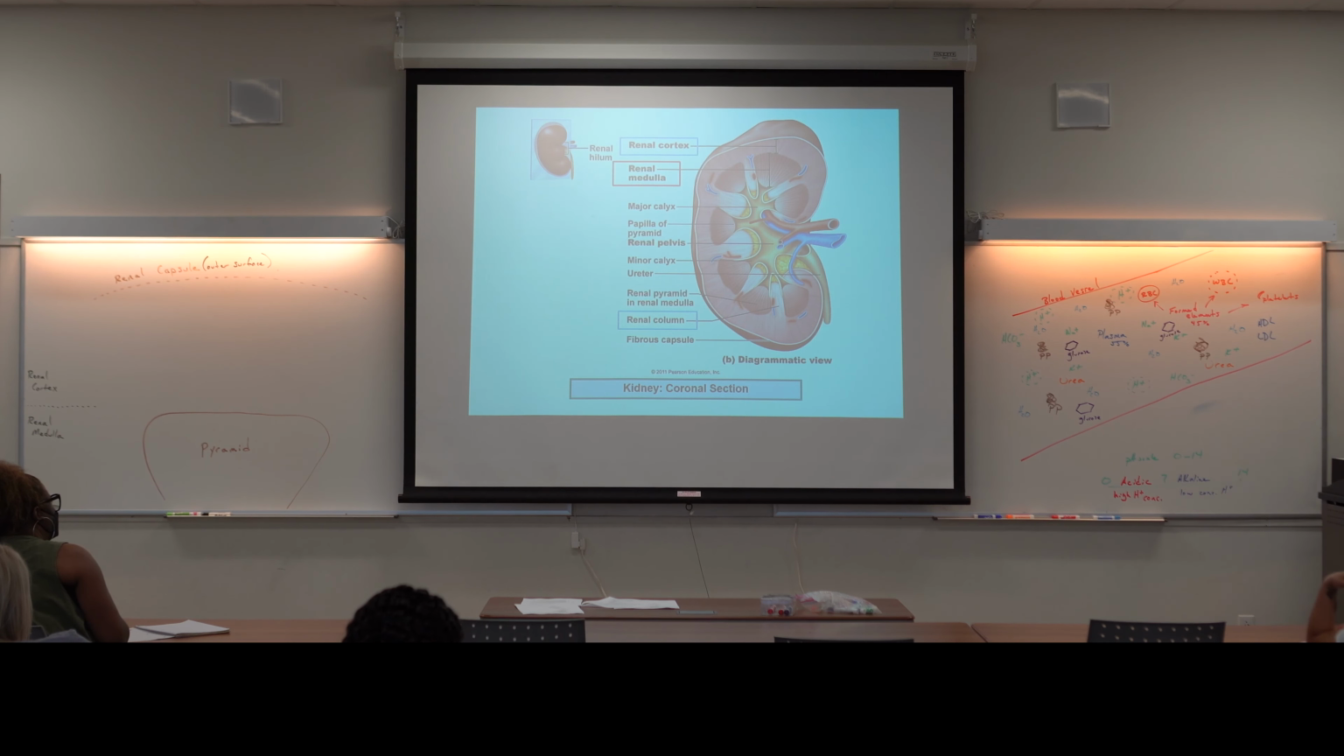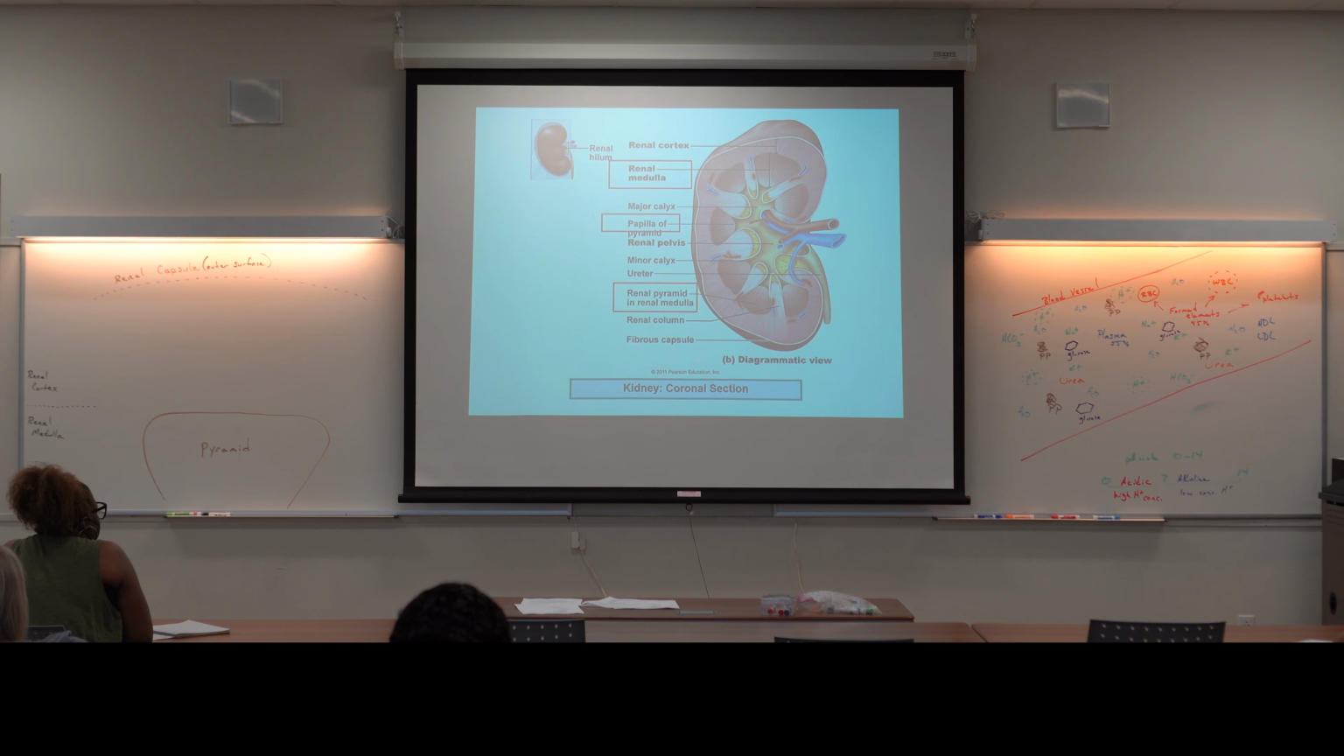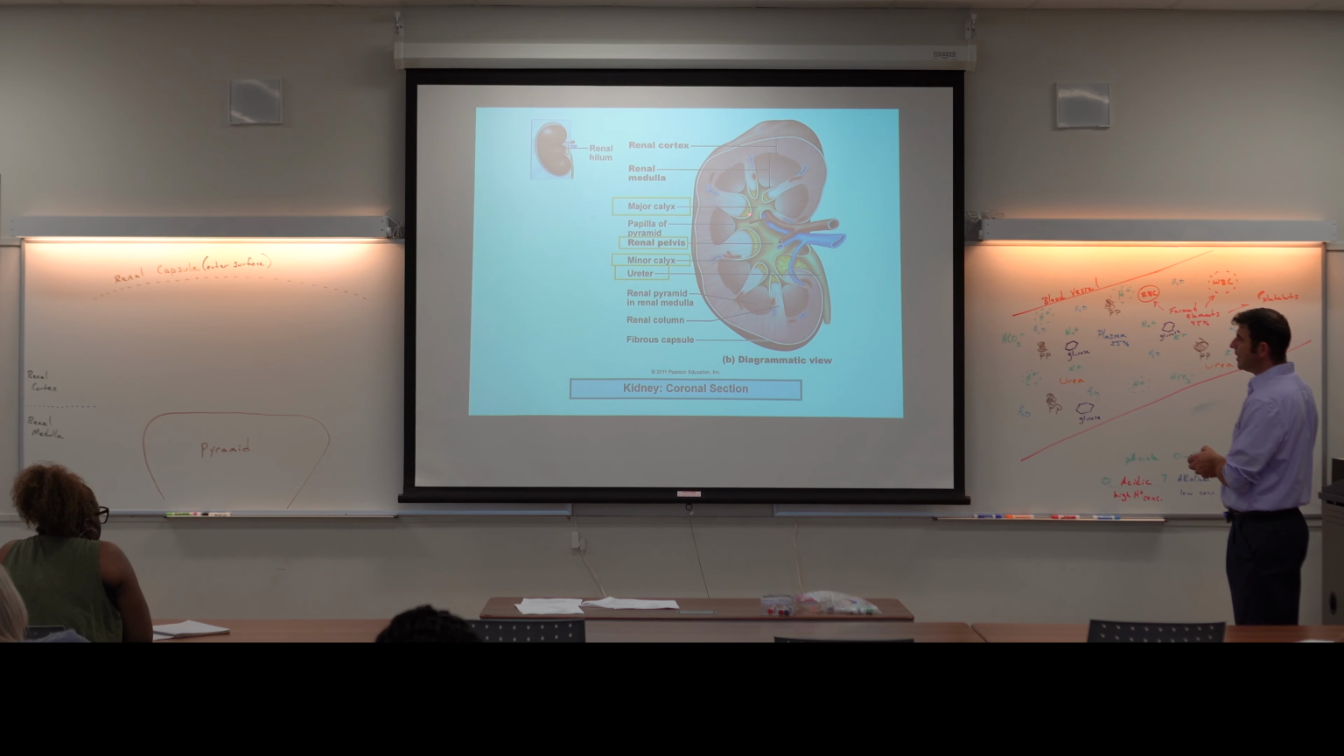I'm just now remembering that I put these boxes up from the year that I had to give the lectures online, and I wasn't able to point to anything, so I had to use these boxes to describe what I was talking about. So the blue boxes here are pointing to the renal cortex.